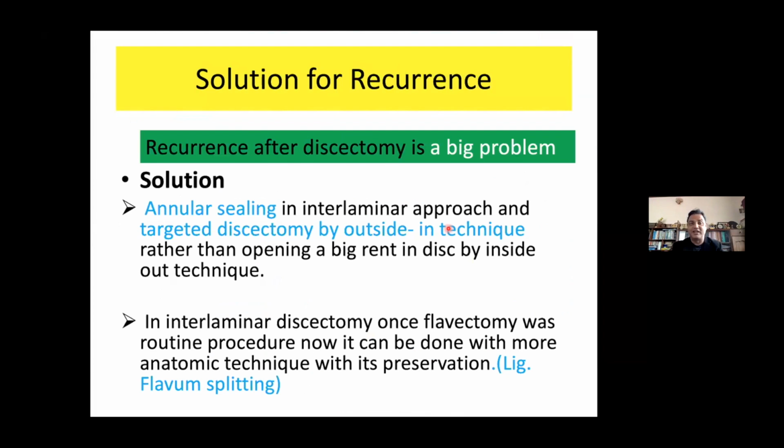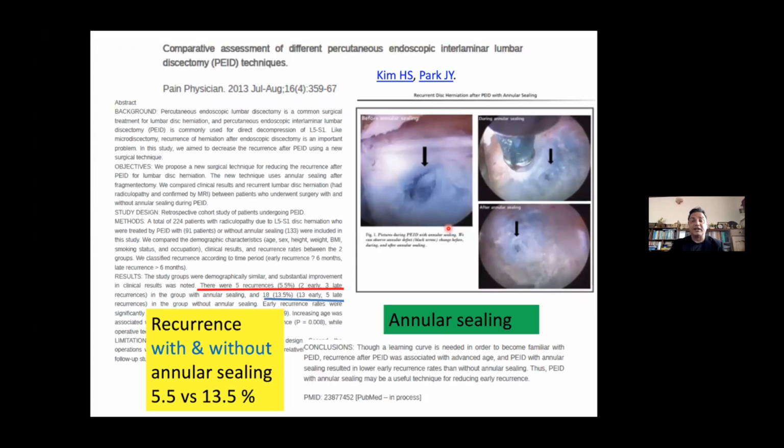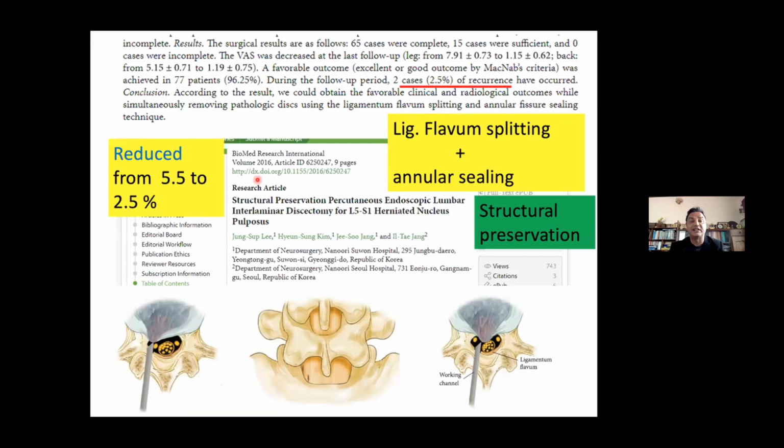And recurrence is also a big problem. The solution found is annular sealing in the interlaminar approach, and in the transforaminal approach, targeted discectomy, that means the outside-in technique. And in the interlaminar approach, rather than resecting the ligamentum flavum, if you do ligamentum flavum splitting, it is an advantage for recurrence. In the study, without annular sealing the recurrence rate is 13.5%, with sealing it is 5.5%, and when augmented with ligamentum flavum splitting, recurrence decreased from 5.5 to 2.5%. So these are the solutions.